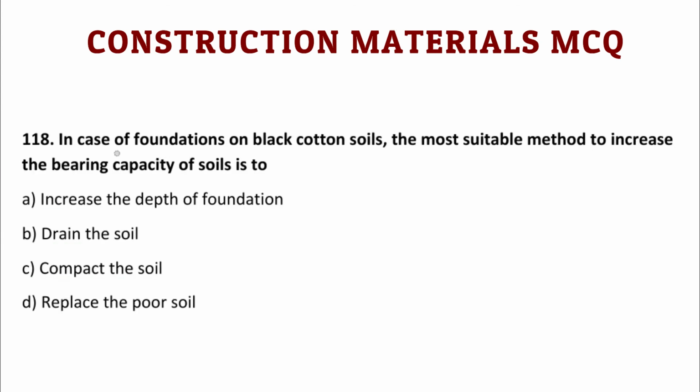So next question, in case of foundation on black cotton soil, the most suitable method to increase the bearing capacity of soil is option A, increase the depth of foundation, option B, drain the soil, option C, compact the soil, option D, replace the poor soil. So the correct answer is option D, replace the poor soil.